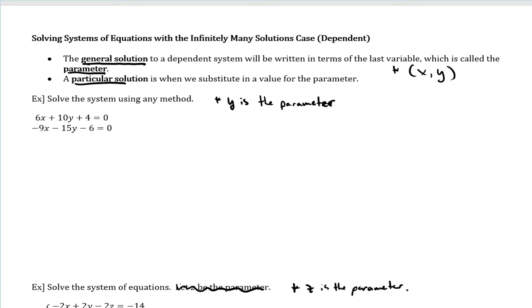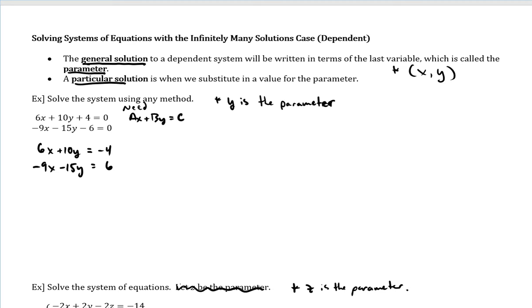I'm going to use a calculator to show. To set up the calculator, first remember that these should be in the form ax plus by equals a constant. So this first line needs to have a 4 getting subtracted, so minus 4 to both sides would give us that. The second line, we need to add 6, it looks like. So negative 9x minus 15y equals positive 6. We always want it in that form.